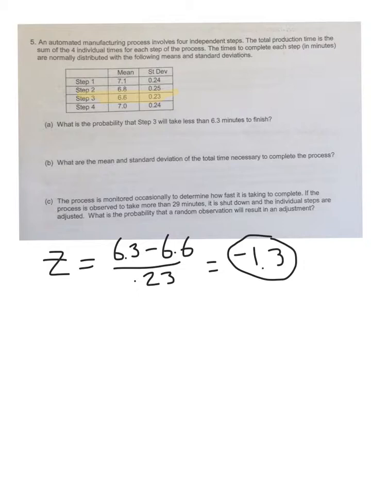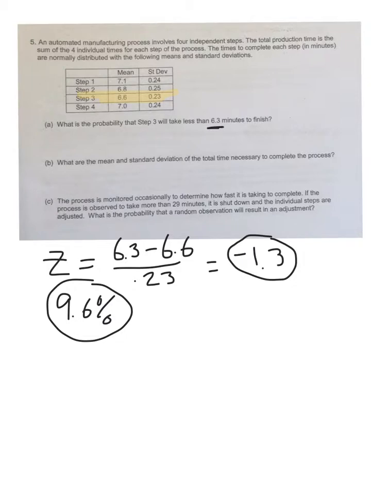So we are not going to subtract from 1. So normal CDF, negative 1,000 lower, upper is negative 1.3. And let's see what it is. And we get 0.096. So there's a 9.6% chance that this process would take, oh no, less than 6.3 minutes.